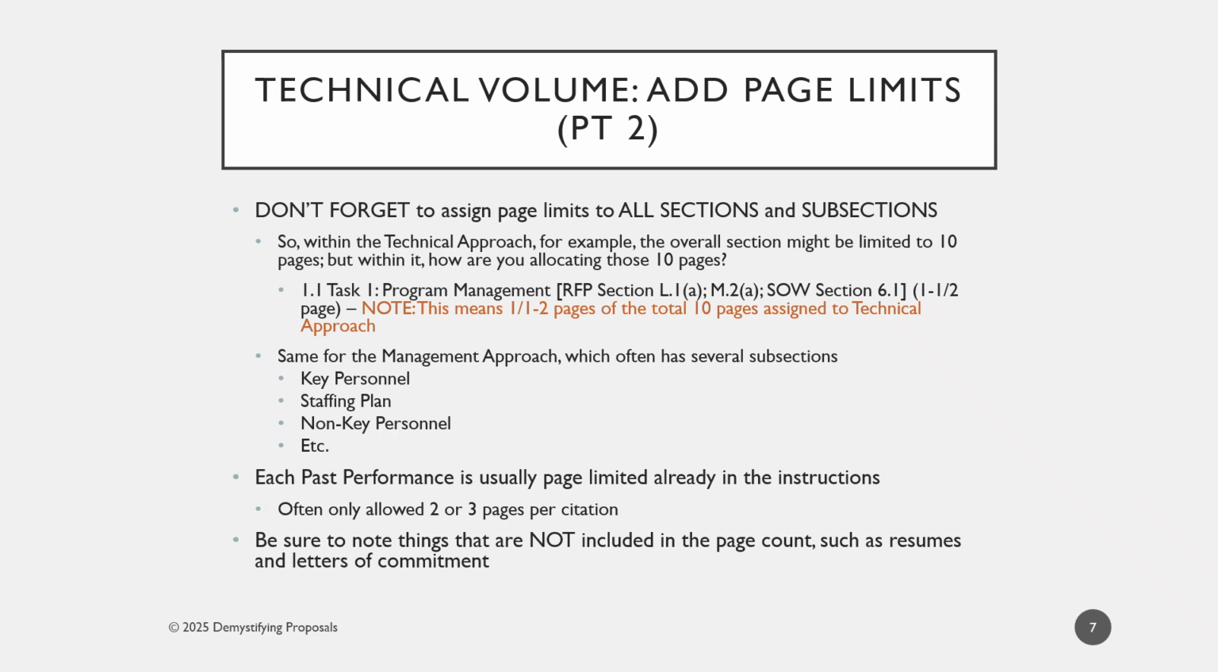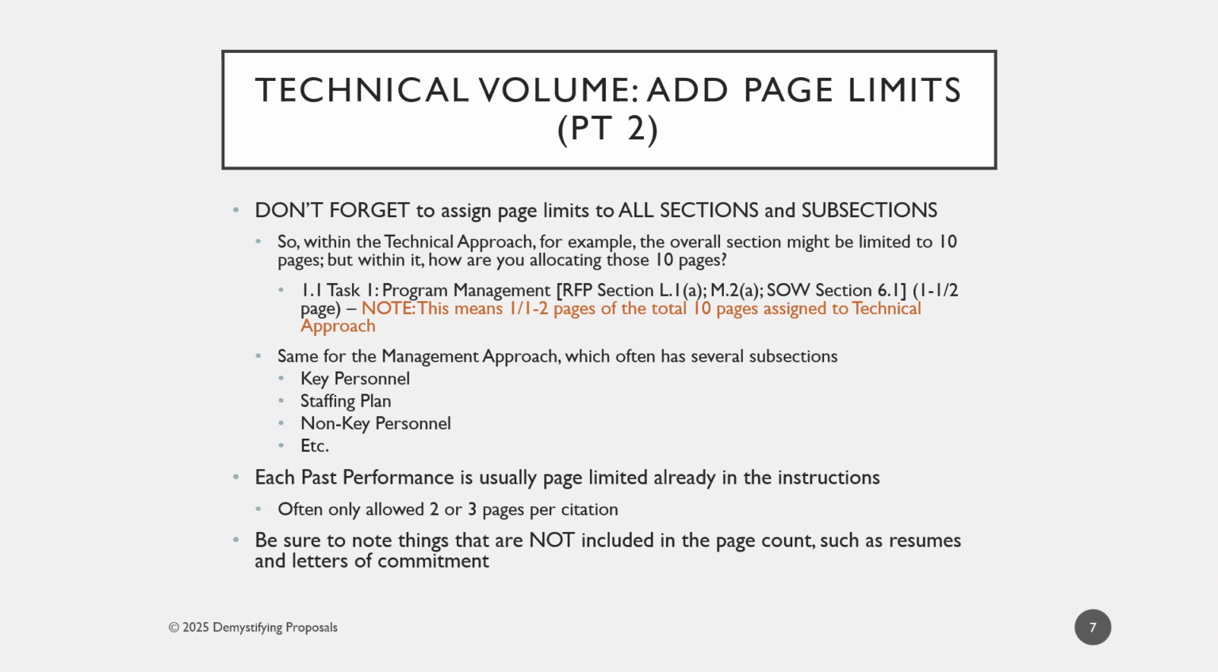Then do the same for the management approach, which often has several subsections as well. So key personnel, staffing plan, non-key personnel. Again, you want to assign the page limits based on how important each section is to the overall proposal evaluation. So, for example, your statement of work section in the technical approach usually has the most pages allocated, as I said before. And then within that statement of work, what are the most important tasks? What tasks have the most pages in the RFP? Consider these as you allocate pages for the subsections.